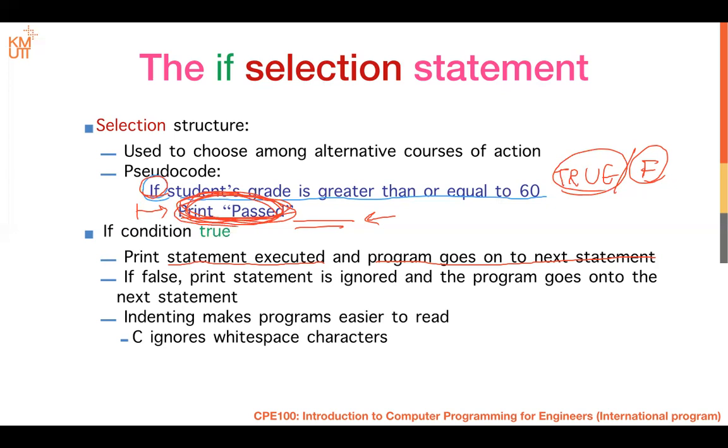And C programming will ignore white space characters. White space characters mean blank or no character, or space characters, right? C will not compile these white space characters.